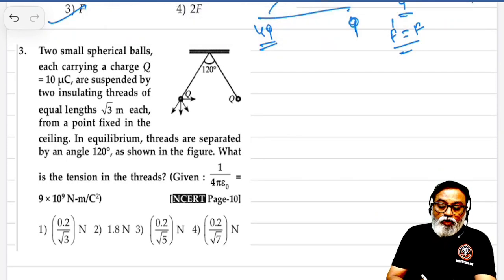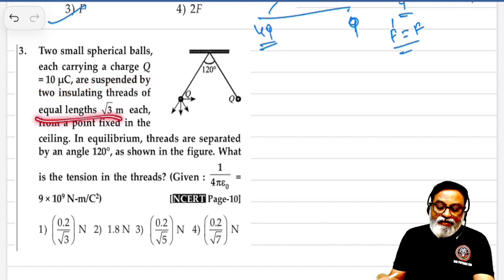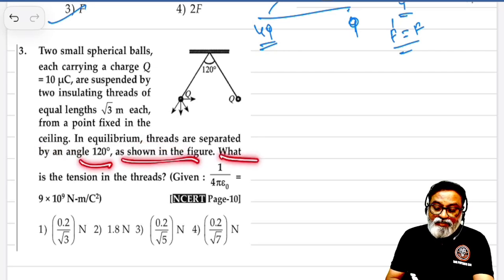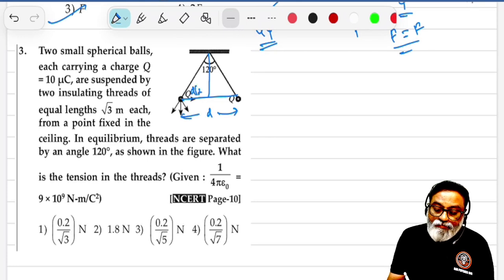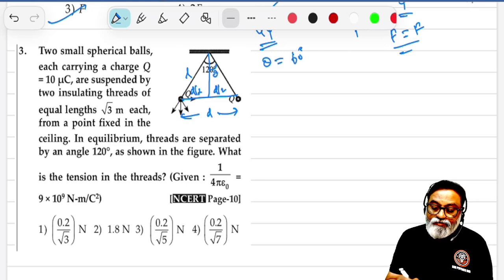See here, two small spherical balls, each of charge Q, 10 microcoulombs, are suspended by two insulating threads of equal length √3 each from a point fixed in the ceiling. In equilibrium, threads are separated by 120 degrees as shown in the figure. What is the tension in the thread? See here, the total distance is d. This becomes d by 2, and this is length L. Here 120 by 2, that is theta I am taking. Theta is equal to 60 degrees.